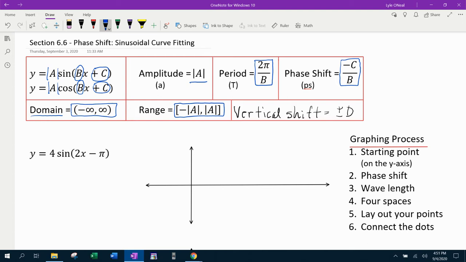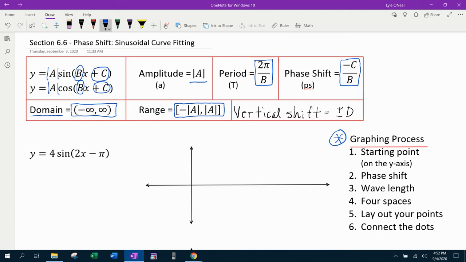And that should do it for introductory stuff. Over here, I've got the graphing process, which I talked about in my section 6.4 lesson. But if you didn't watch that, just so you know, the sinusoidal functions, I have a 6-step method for graphing. You need to locate your starting point, which will always be on the y-axis. Next, you deal with a phase shift if you have one. Then the wavelength, remember that's the period. 4 spaces, lay out your points, connect the dots.